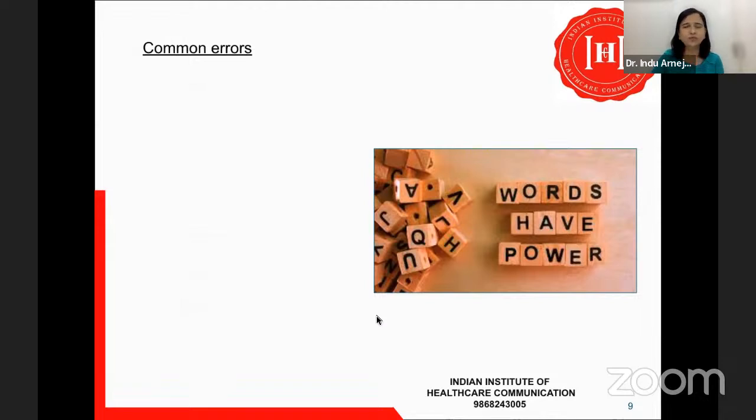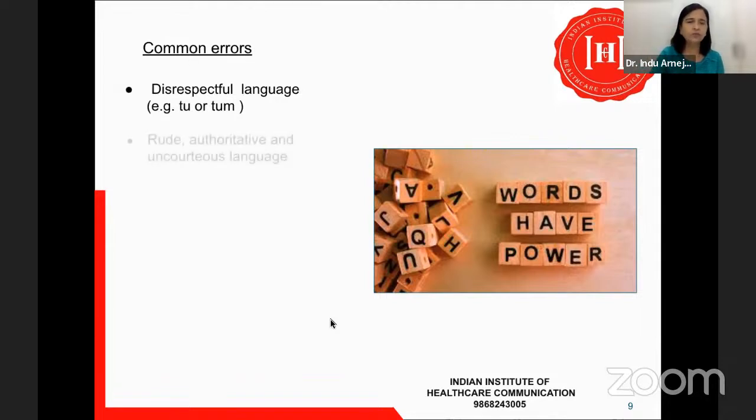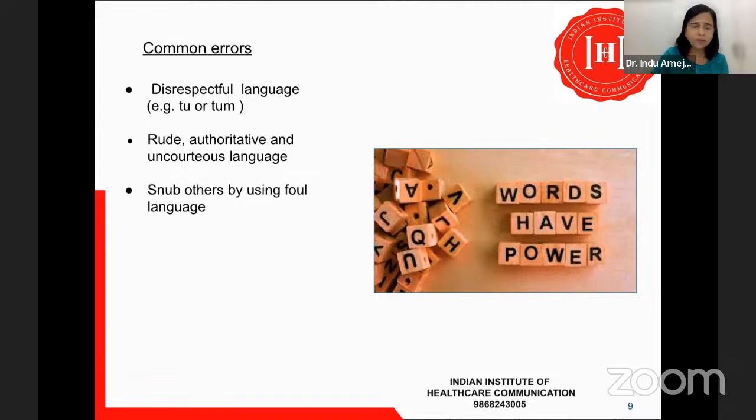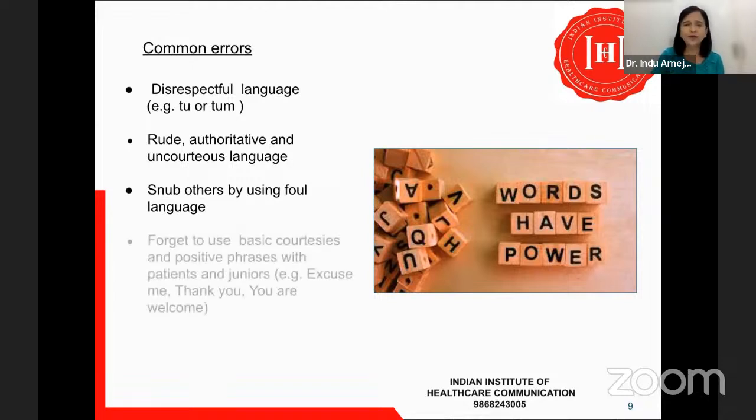So common errors that you would see people making is that they will use disrespectful language, especially with younger staff, and also people who are in the system who hold a lower position than you. We also become rude, authoritative, and uncourteous the moment the other person does not agree with us or does not comply with us. That's because we become aggressive with others. We also snub others by using foul language, especially when we know that I can use this style with the person who cannot give back or who cannot resist.